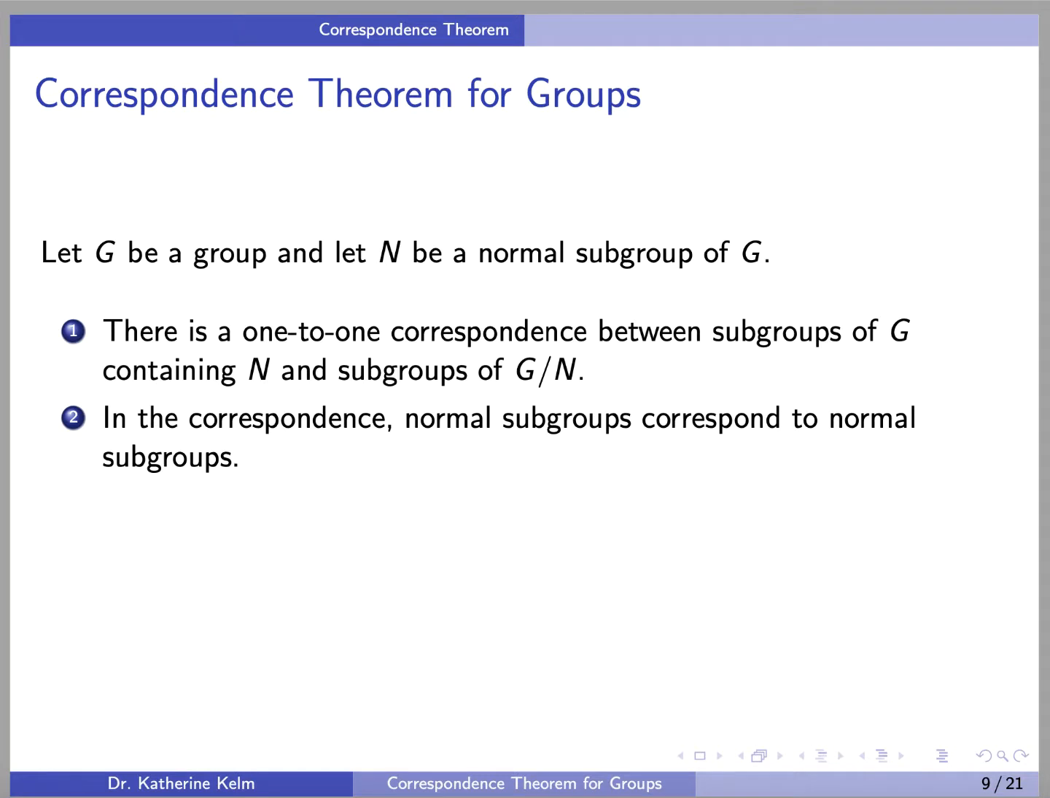Here we are with our main theorem, the correspondence theorem for groups. Let G be a group, and let N be a normal subgroup of G. First, there is a one-to-one correspondence between subgroups of G containing N and subgroups of G/N. And there's actually a second part. In the correspondence, normal subgroups correspond to normal subgroups, meaning that if a subgroup H of G containing N is normal in G, then H/N will be normal in G/N.